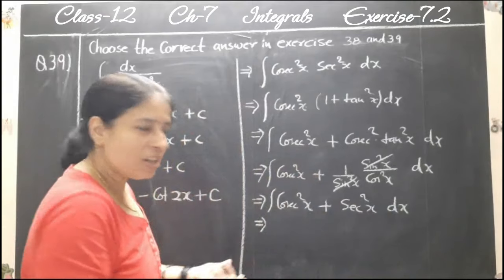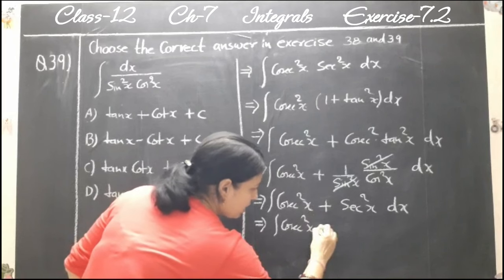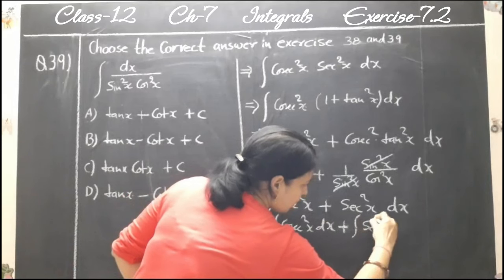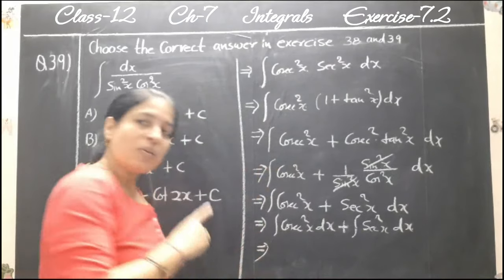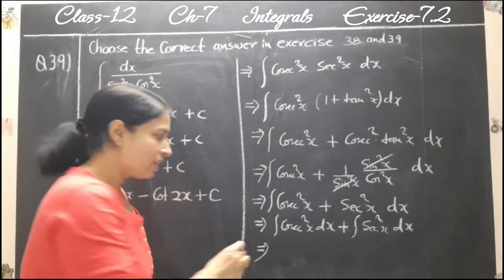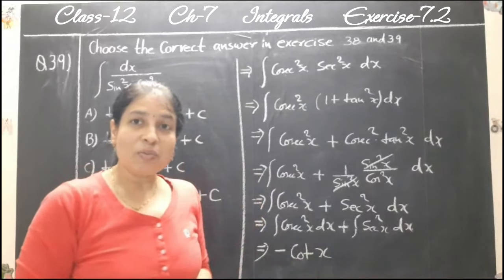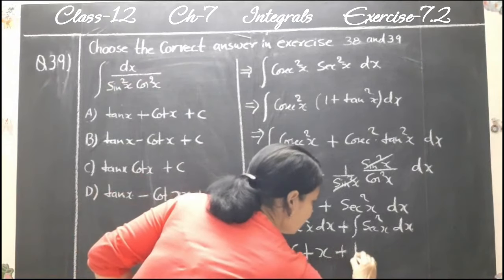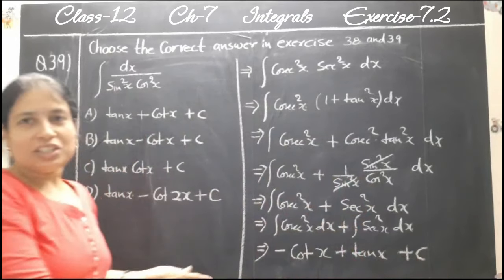Then write them separately if you want. Then it will be the integral of cosec square x dx plus the integral of sec square x dx. So what is the formula for the integral of cosec square x? Yes, it is minus cot x. So write here minus cot x. And what is the formula for the integral of sec square x? It is tan x. Yes. So write here tan x, and write a constant c. So this is your answer.